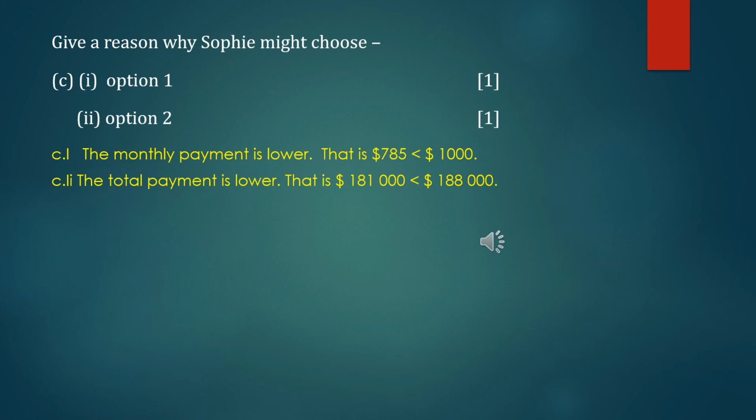Question letter C. Give reason why Sophie must choose option 1. The monthly payment in option 1 is lower. She has to pay only $785 compared to option 2 where she paid $1,000. Why must she choose option 2? In option 2, the total payment is lower. We have computed that earlier. She will be paying only $181,000 if she chooses option 2 compared to option 1 where the total payment is $188,000.